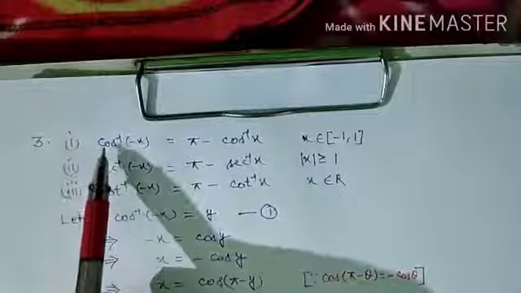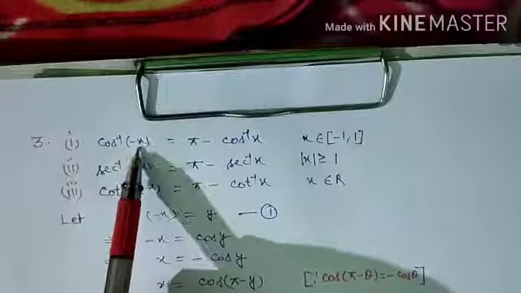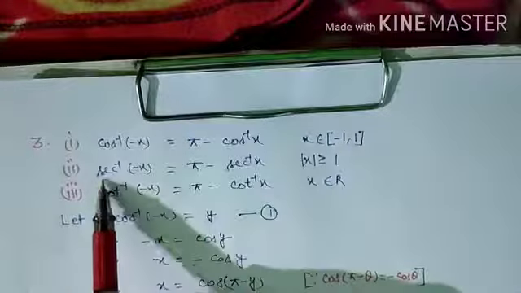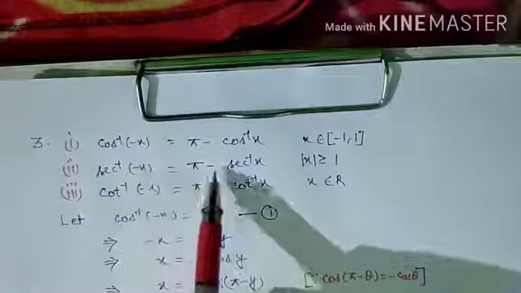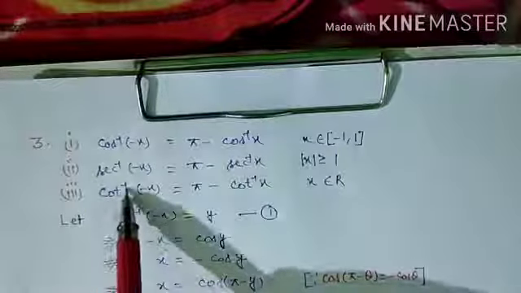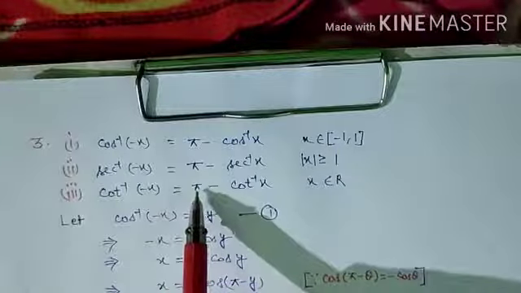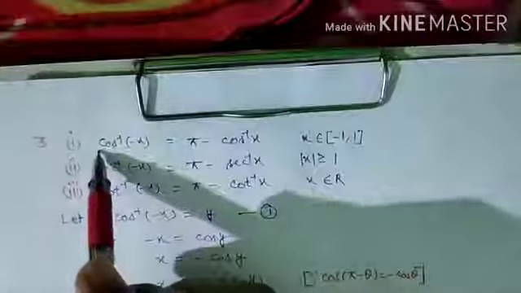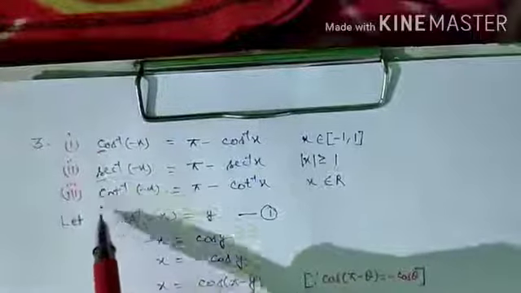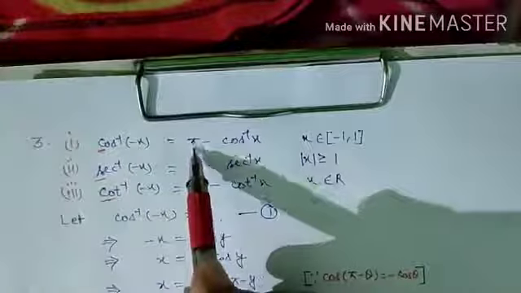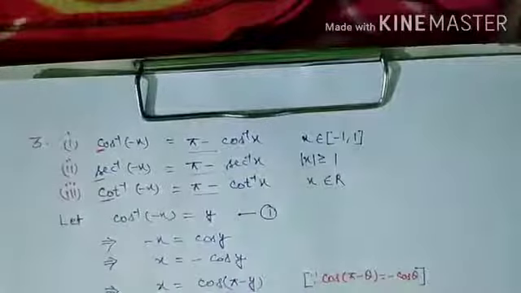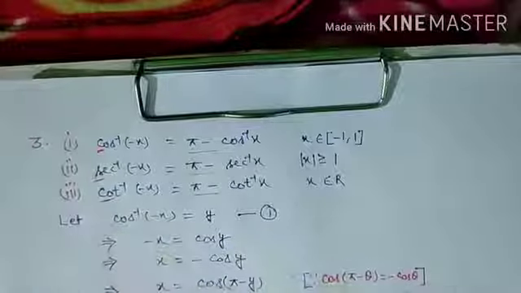Now third property of inverse trigonometric functions: cos inverse of minus x is equal to pi minus cos inverse x. Sec inverse of minus x equals pi minus sec inverse x. Cot inverse of minus x is equal to pi minus cot inverse x. Just remember, whenever cos, sec and cot come, pi minus will come. This is a small trick which you must remember. Now we'll prove one of the parts.